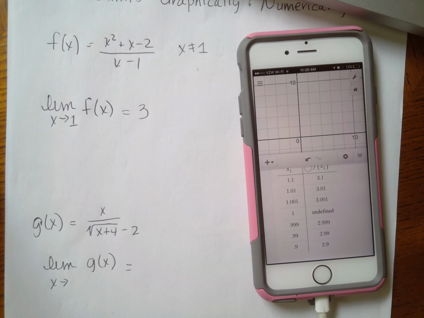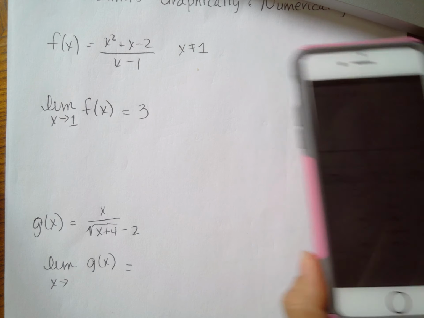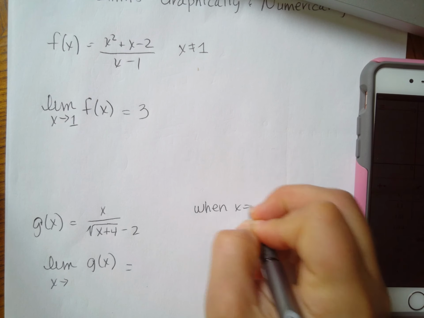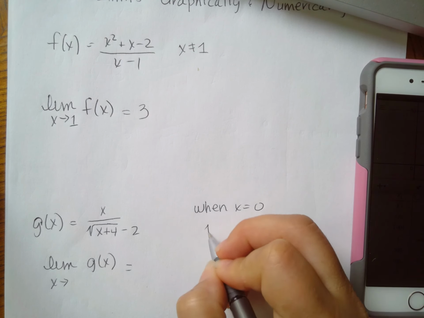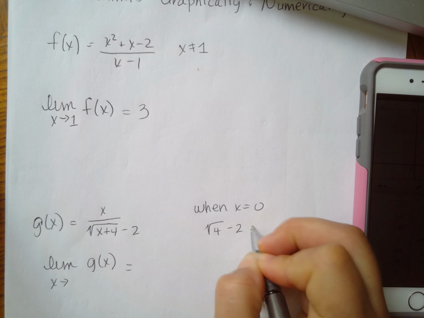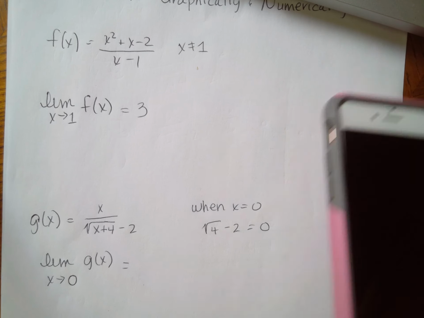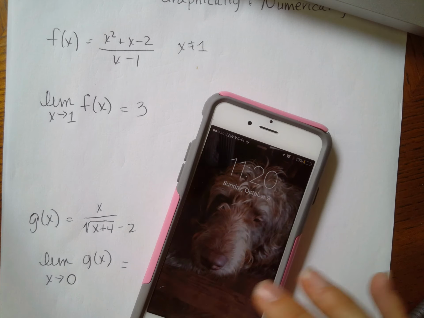So this one maybe isn't quite as obvious, but the problem with my domain restriction, well, one, it's got to be larger than -4, which is one thing, but then a 0 would be at x equals 0. Because when x equals 0 here, I'm going to get the square root of 4 minus 2, which gives me 0 in the denominator. So I want to look at the limit as x approaches 0, right? Because that's where I know that odd things are going to happen.